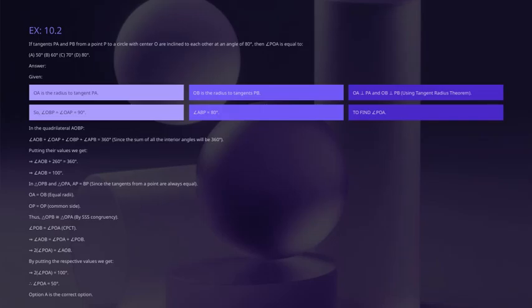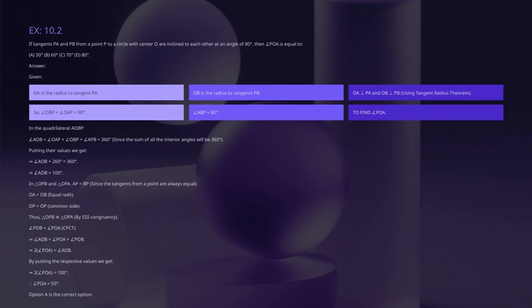Now, let's explore how to find POA. First, note that OA is perpendicular to PA, and OB is perpendicular to PB, which we establish using the tangent radius theorem. This is a key point because it helps us understand the right angles involved. Option A is the correct choice here, leading us to conclude that POA equals 50 degrees. From there, we observe that twice POA gives us 100 degrees.